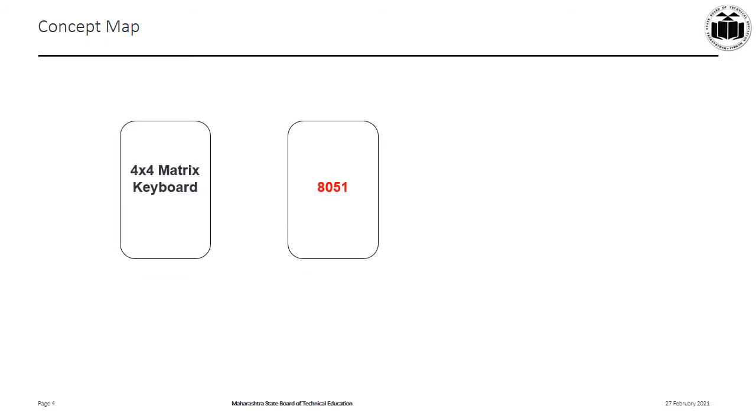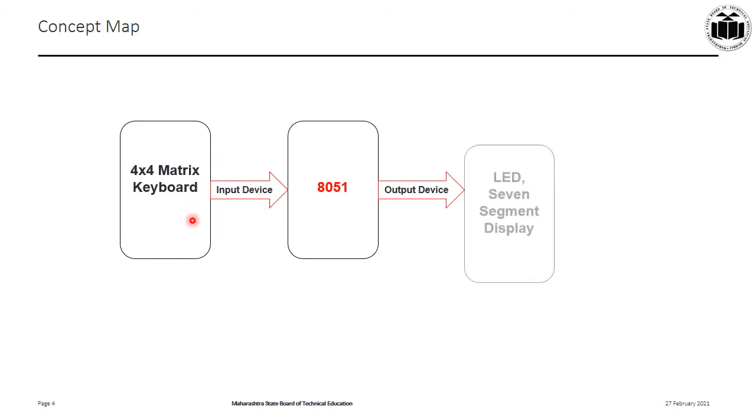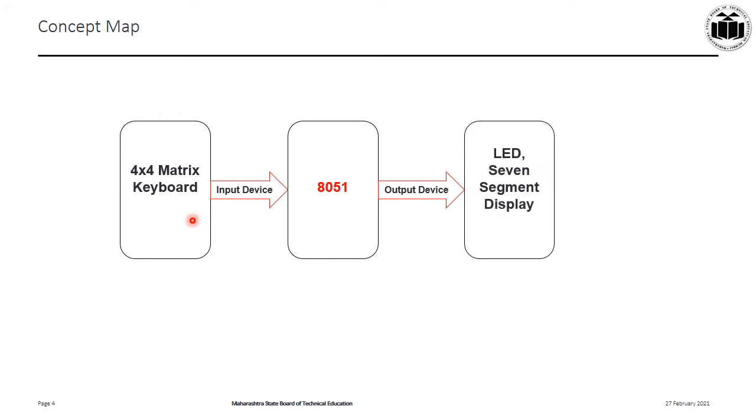Let's see the concept map. We have 8051 matrix keyboard, which acts as the input device, and LED 7-segment display, they are the output device. LCDs are also output devices, which will be discussed in subsequent sections.